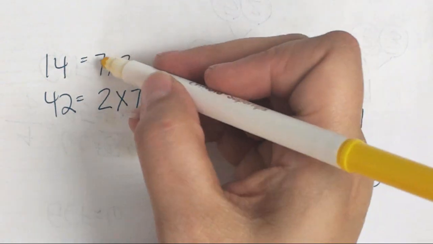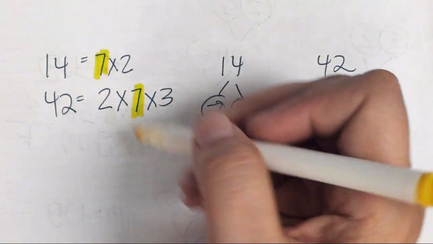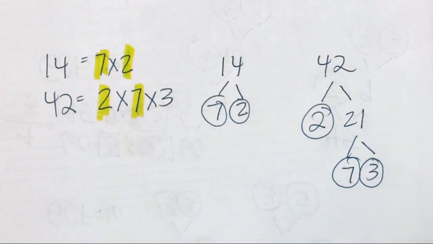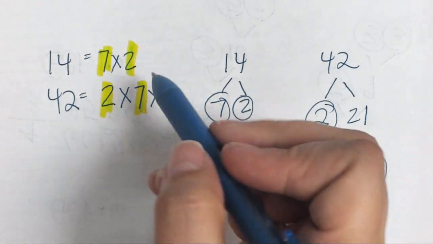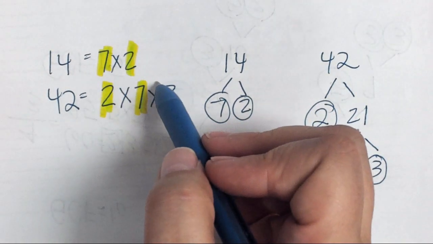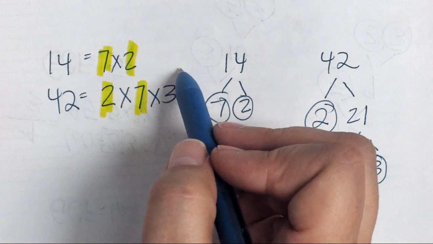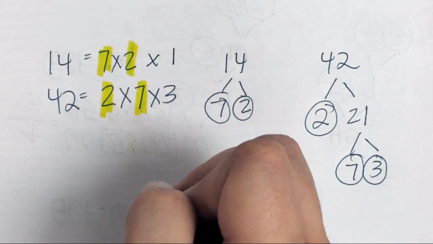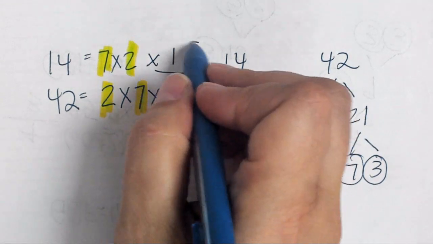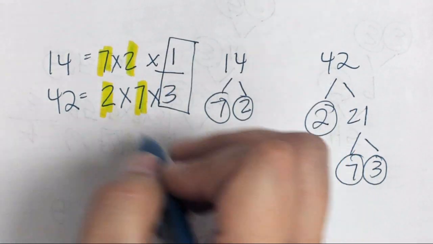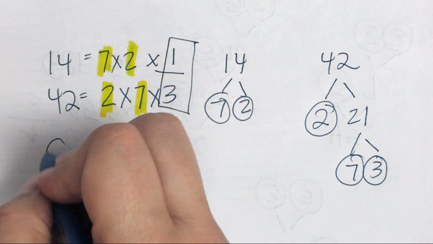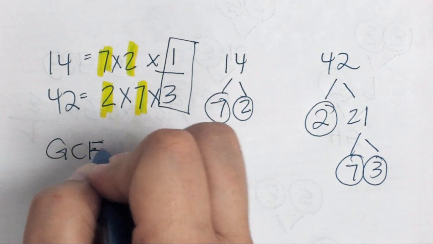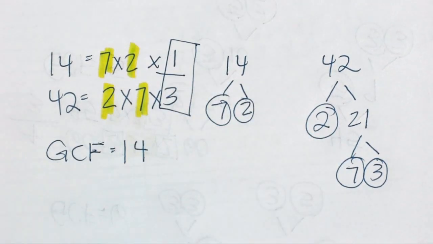All right, finding ones that match. 7, 7, 2, 2. So this is where I was saying, if nothing is left up top, there's nothing left up here. And if I was simplifying this, can't we always say times 1? Yes. Absolutely. So your leftover fraction would be 1/3. And what would be your greatest common factor? 14. Yeah.